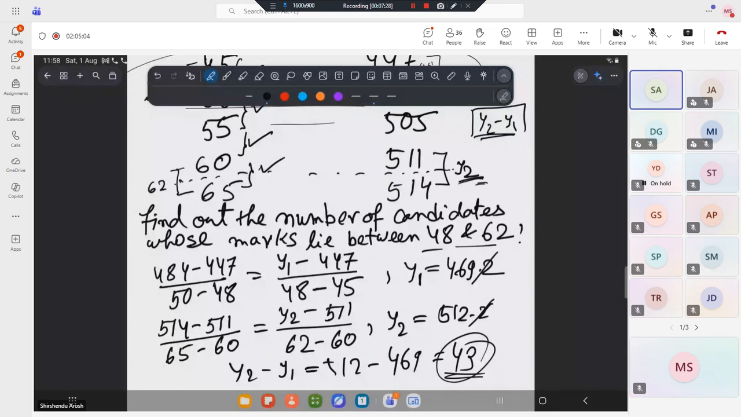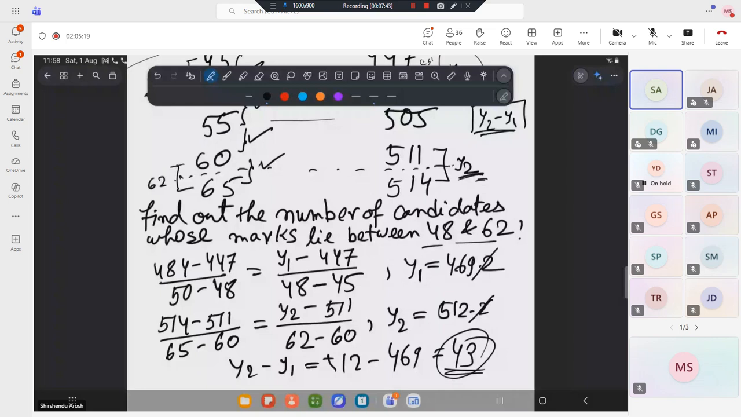What are the boundary? What are the class limit? What are the relative frequency? What are the equivalent frequency? All these things we understood. What is the cumulative frequency? That we have understood. Now we'll start with our very basic thing, that is the mean, right?